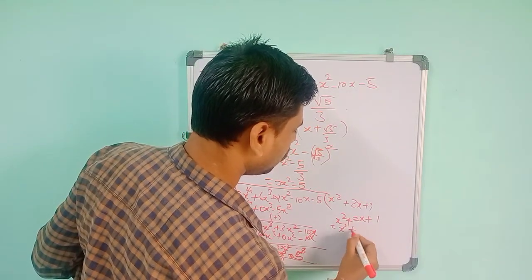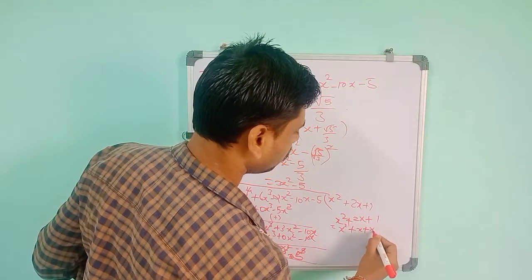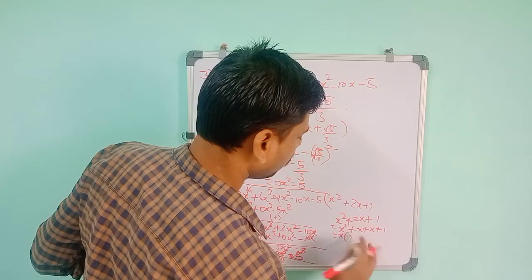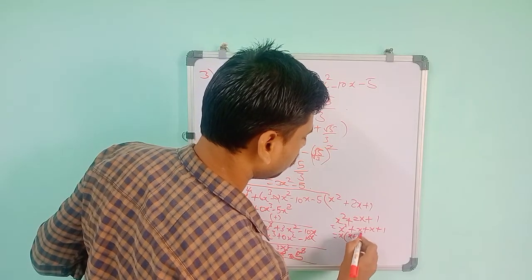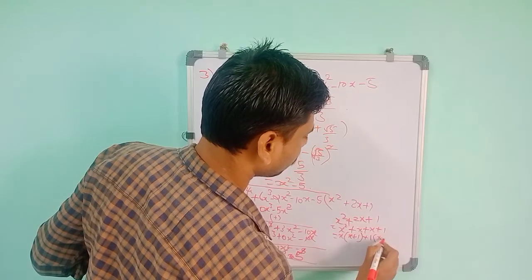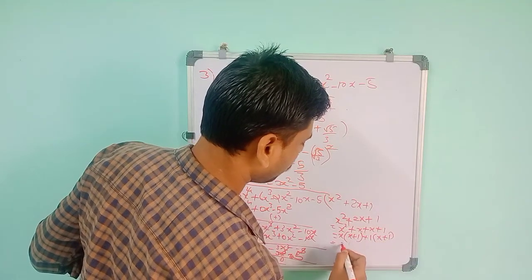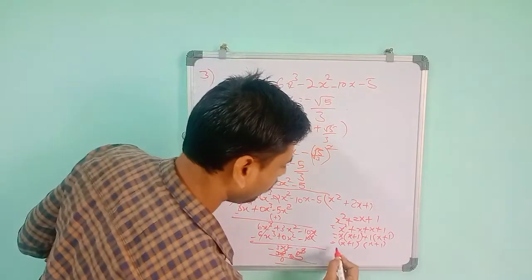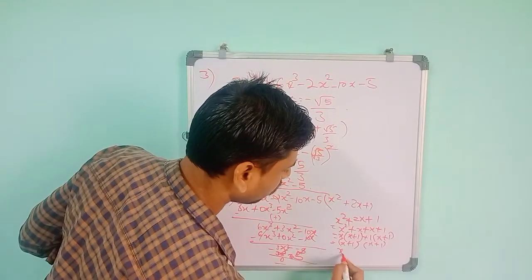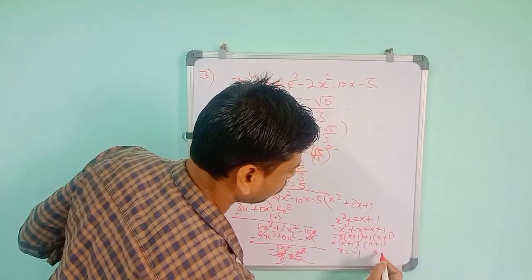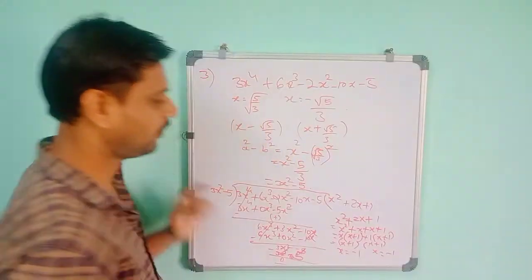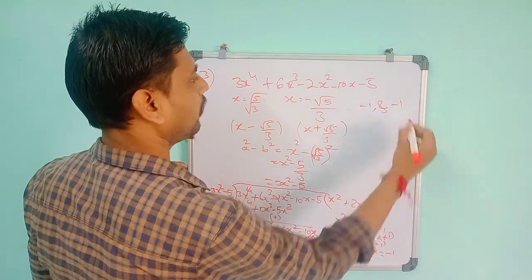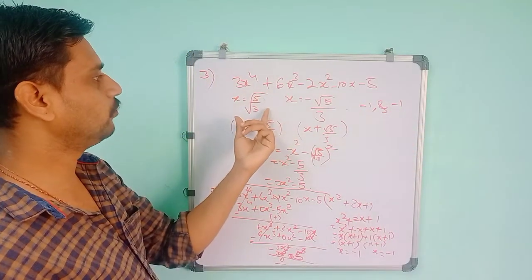x square plus 2x plus 1, you can split it as x square plus x plus x plus 1, so you can take common x plus 1, again x plus 1 common, so the roots are x plus 1 and x plus 1. So x plus 1 is equal to 0, so the root will be minus 1, and the other root of this equation is also minus 1. So we have 5 zeros.